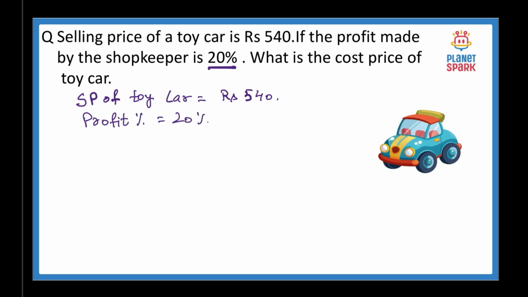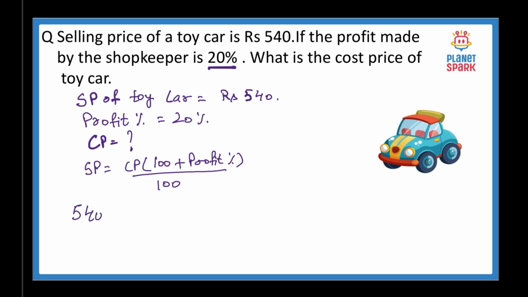So to find out the cost price, we just use the formula that SP is equal to CP into (100 plus profit percent) upon 100. Remember, this formula we are going to use frequently whenever we are given selling price or cost price, along with profit percent or loss percent, and we have to find out the answers.